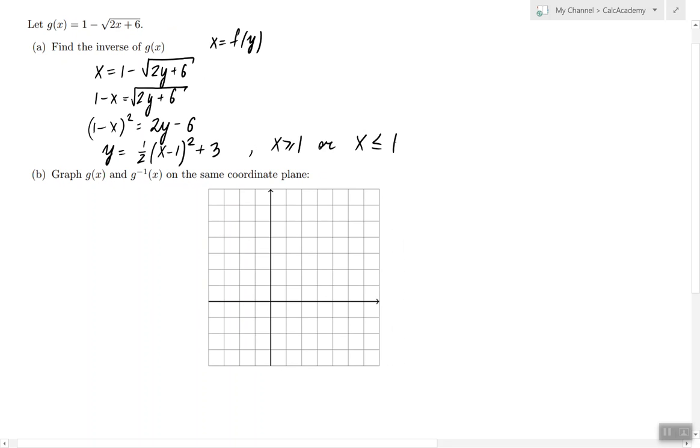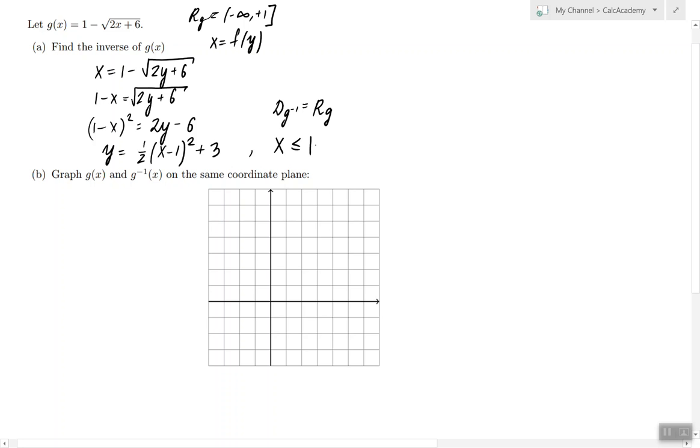To answer this question, let's consider the range of the original function. So when you subtract a radical from 1, the values can get only smaller. So that means the range of the original function g is all the values less than 1. So we know that the domain of the inverse function is the same as the range of the original function. So this is the reason why we're going to keep the piece of the parabola to the left of 1.